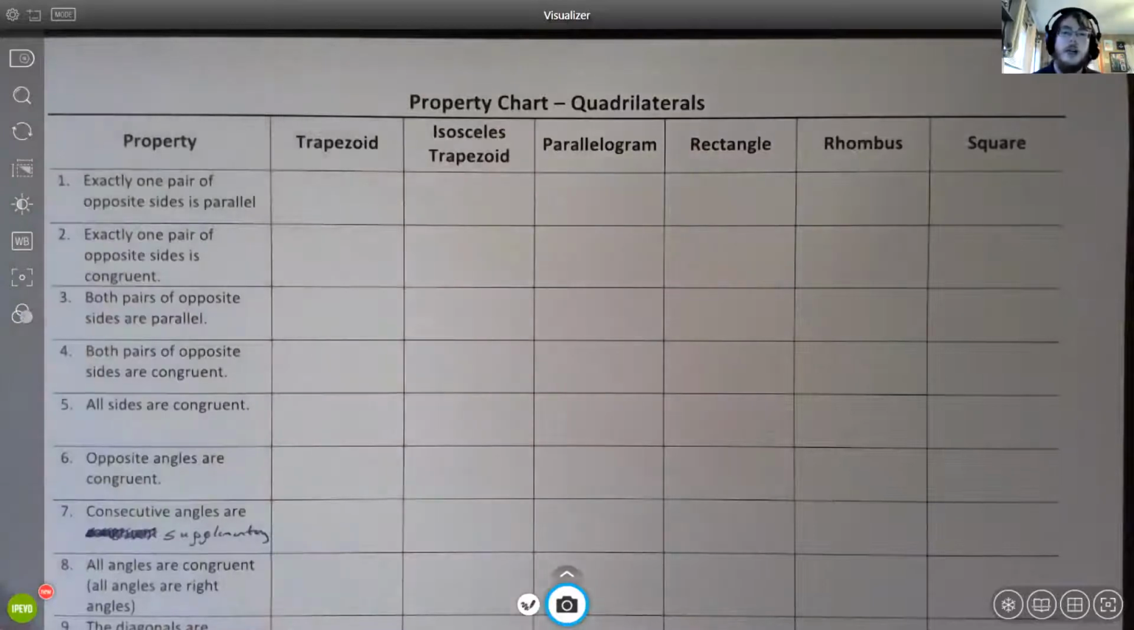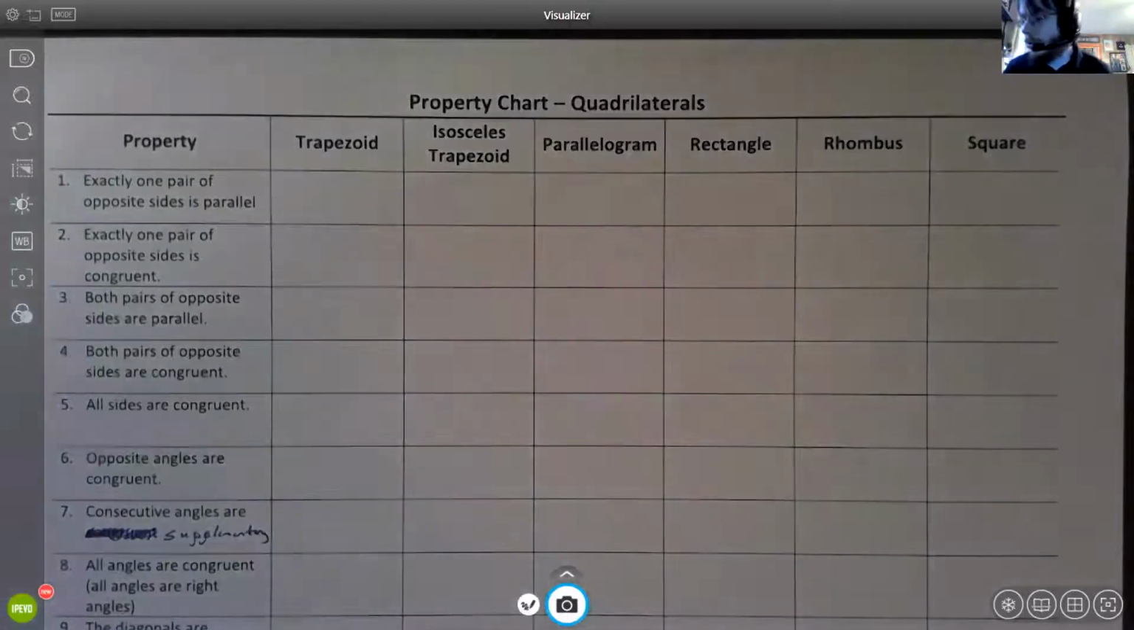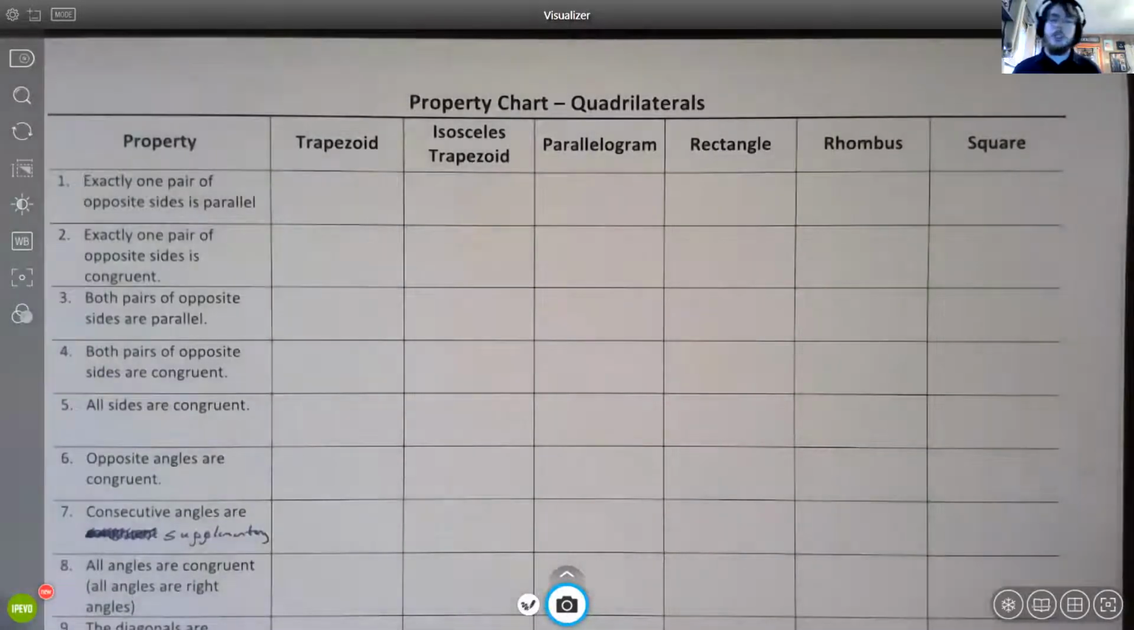We're going to go over the property chart for quadrilaterals. So we're going to fill this in for each of the 6 types that we talked about. And then we are going to go over some example problems for finding angles and side lengths, specifically in parallelograms. And we'll be using the properties for those. We'll talk about trapezoids in the future, but parallelograms have more to do with it.